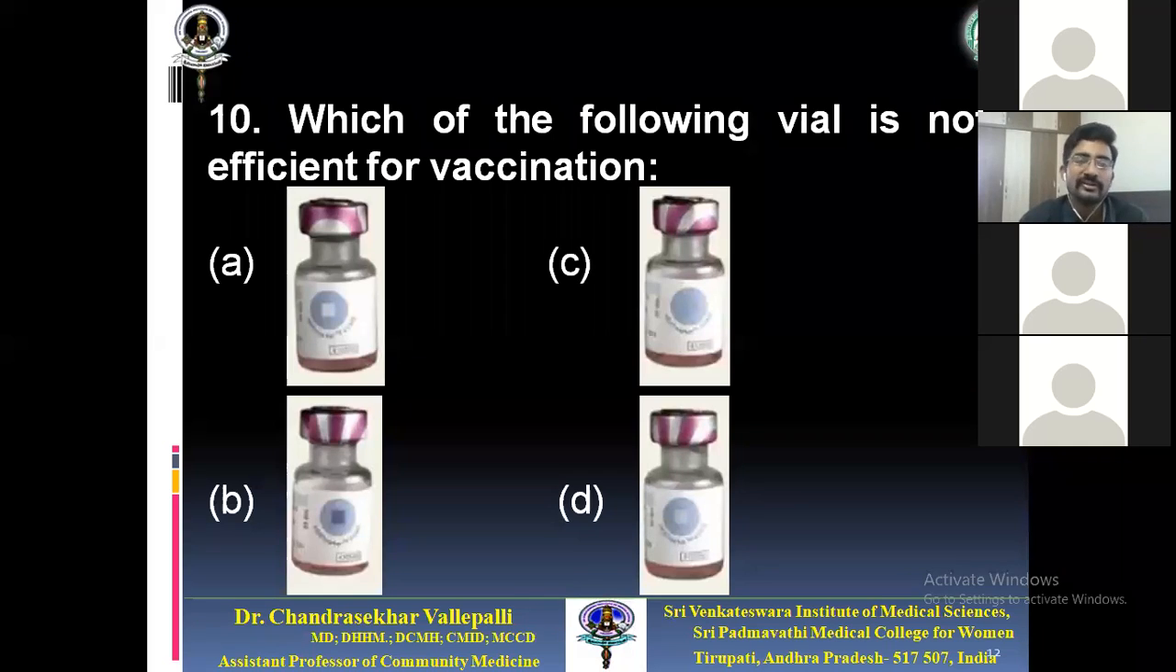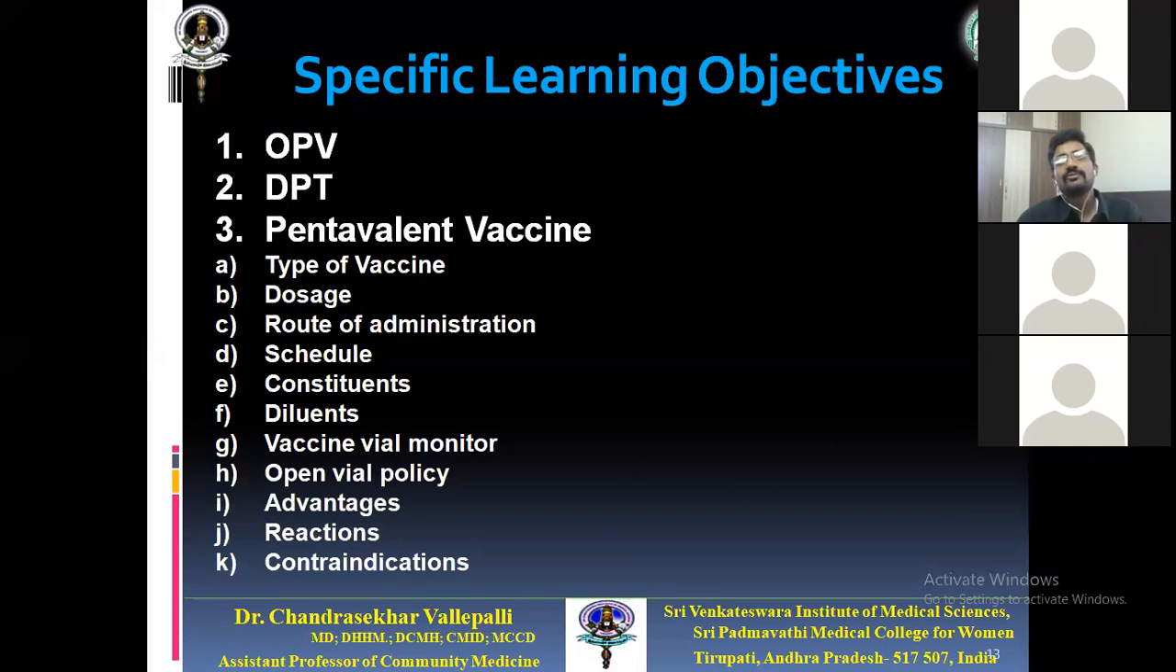So how to read this vaccine vial monitor also we will see as an adjuvant to this all vaccines. Okay. So with this, we will start today's lecture with this specific learning objectives. So we will today discuss about OPV, DPT and pentavalent with these following subheadings. Again, the same you will be writing in your records, and whenever you got a question in your final exam also, again you can write these subheadings.